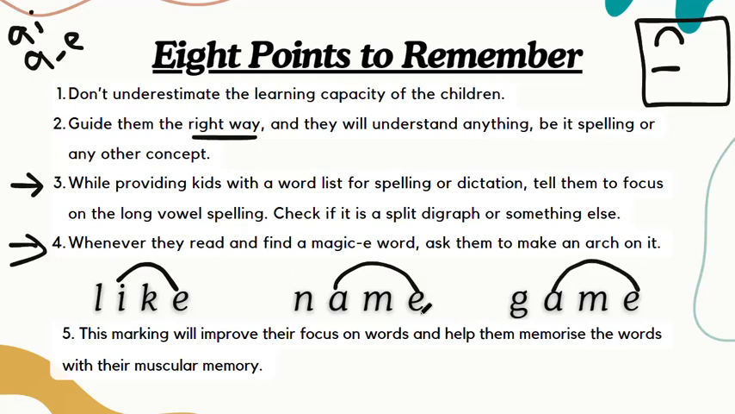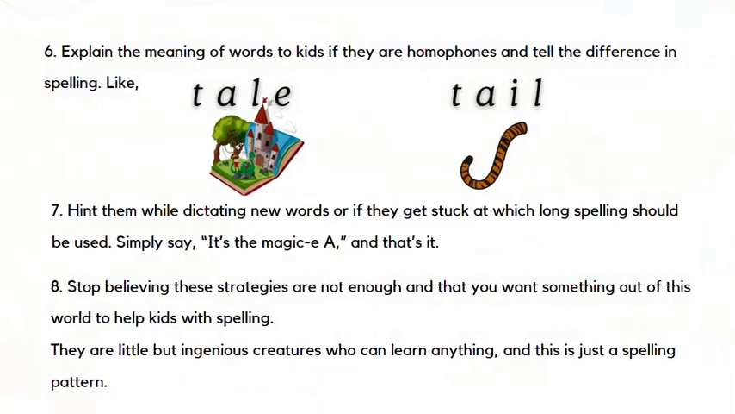So whenever they focus on the spelling, again they will get some visual aid and muscular memory aid to recognize these words and to memorize these words, right? This marking will improve their focus on words and help them memorize the words with their muscular memory. These were the 3 steps. Now let's move on to the next step.